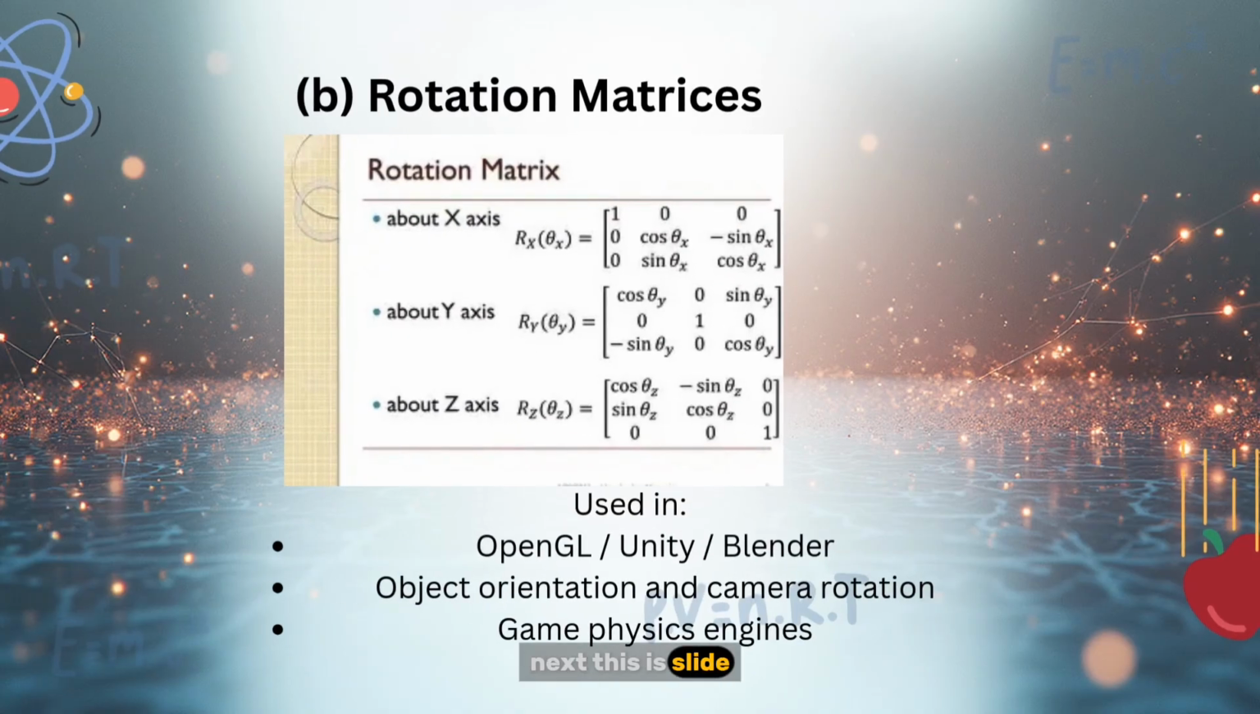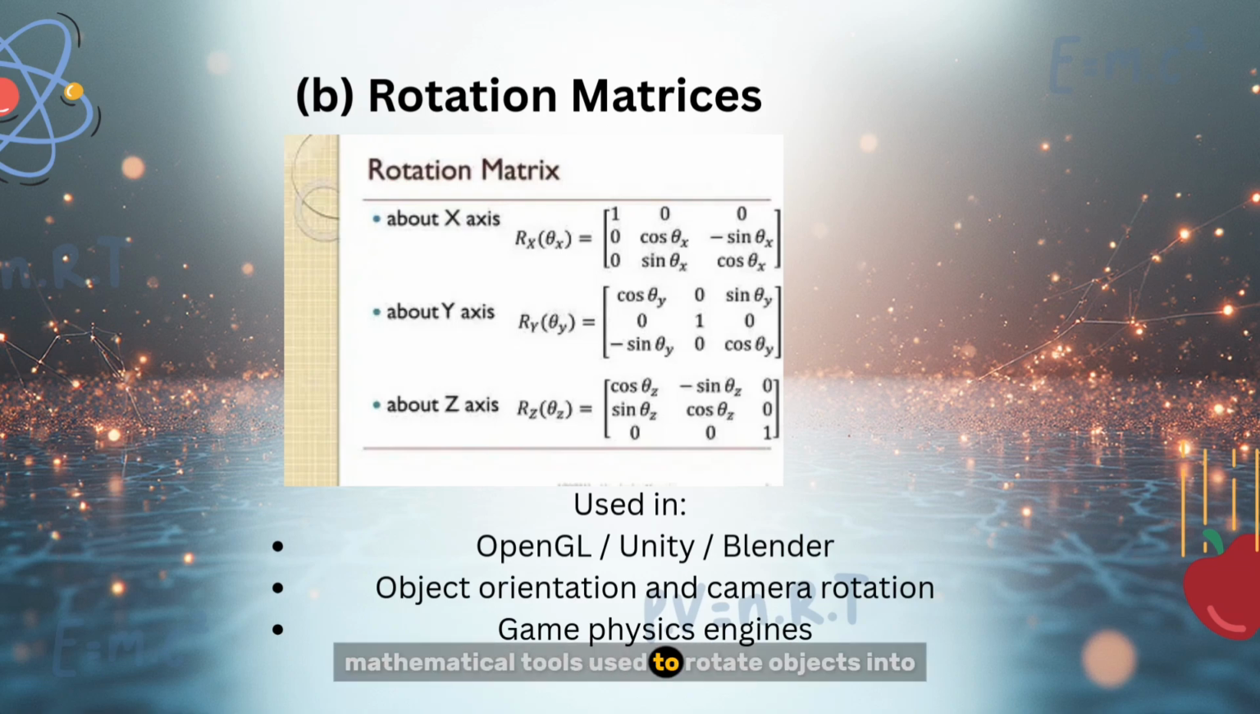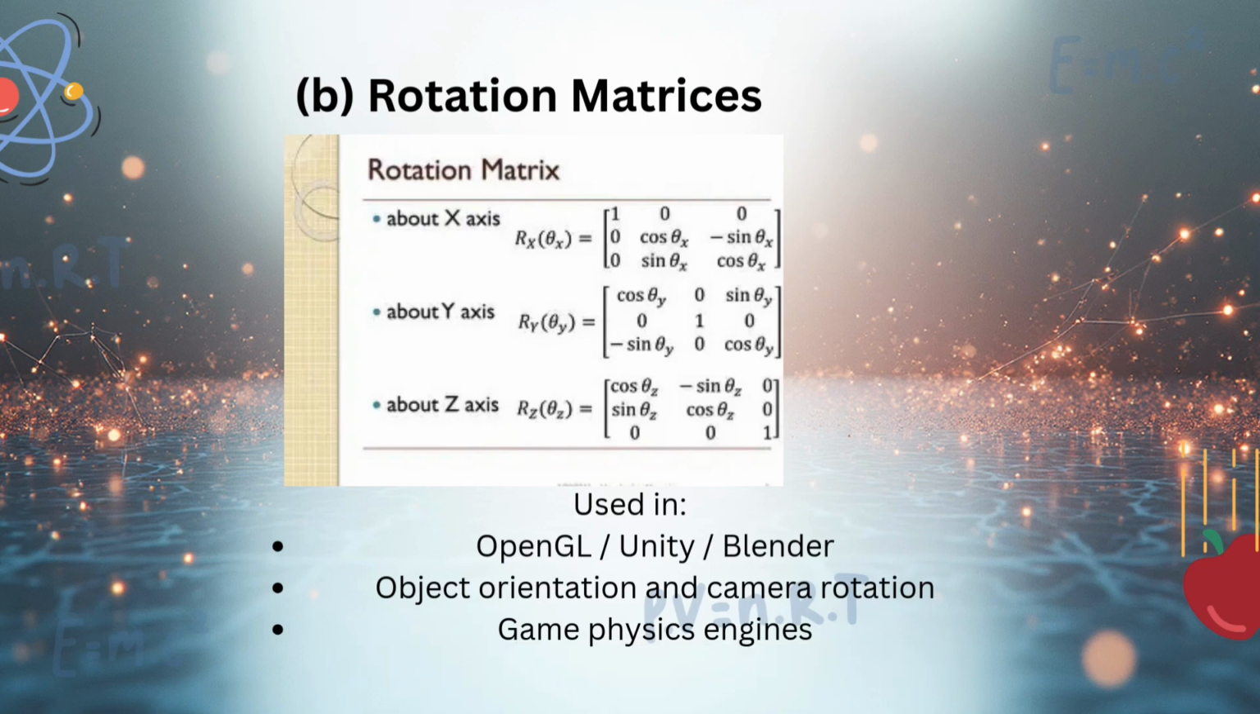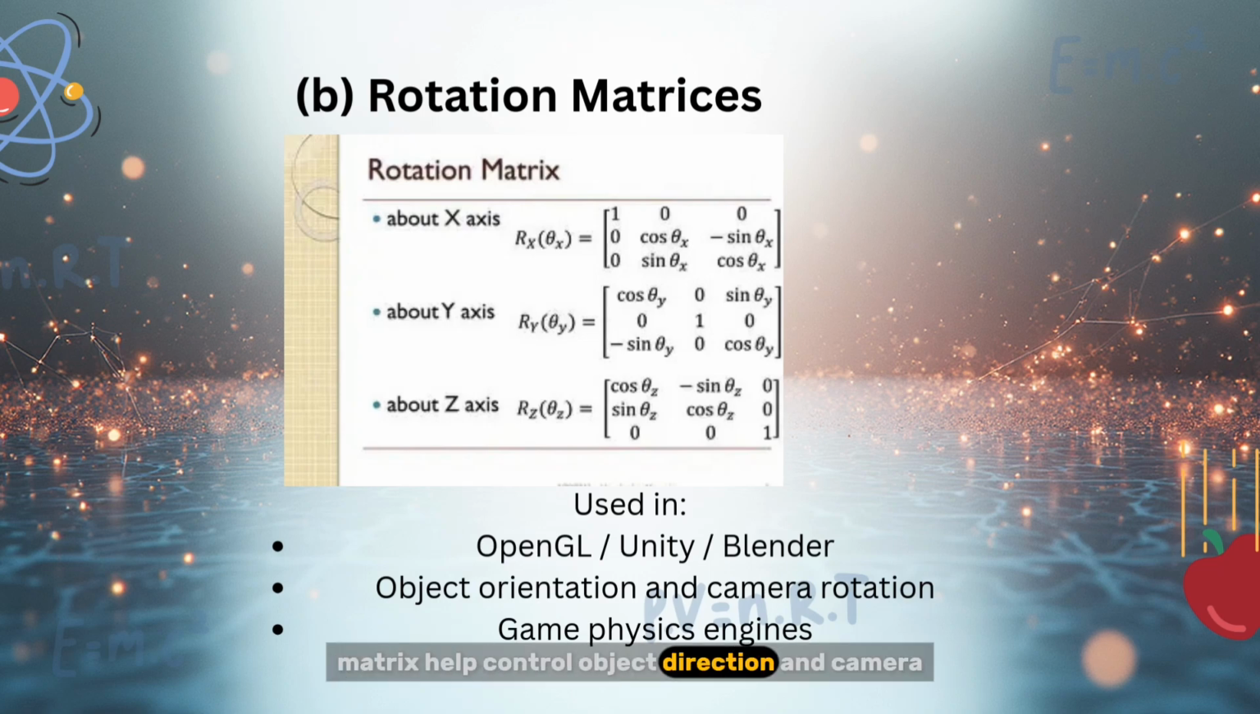Next, this slide is about rotation matrices. Rotation matrices are mathematical tools used to rotate objects in 2D and 3D space. They are commonly used in software like OpenGL, Unity, and Blender. Rotation matrices help control object direction and camera rotation. They are also used in game physics engines to simulate realistic motion.